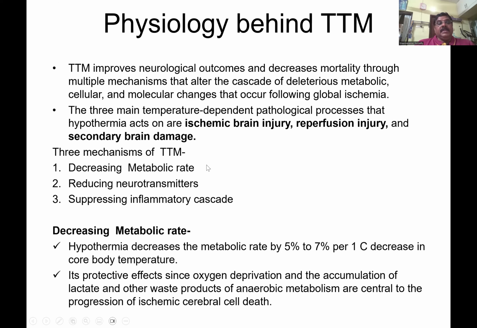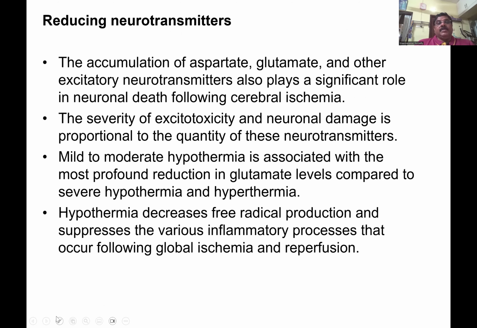The mechanisms are decreasing the metabolic rate, reducing the neurotransmitters, and suppressing the inflammatory cascade. First comes decreasing the metabolic rate. Hypothermia decreases the metabolic rate by 5% to 7% per degree centigrade decrease in core body temperature. So it's a protective phenomenon, since when the metabolic rate decreases, oxygen consumption decreases. At the same time, it prevents the accumulation of anaerobic metabolic waste products like lactate, and reduces neurotransmitters. Accumulation of aspartate, glutamate, and other excitatory neurotransmitters also plays a significant role in neuronal death following cerebral ischemia.